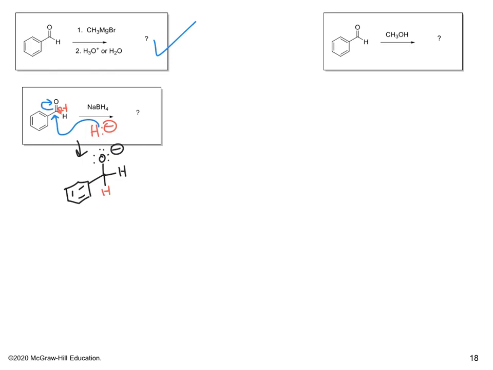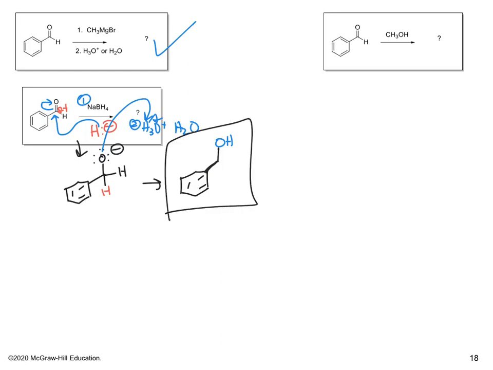And then you would quench this with, you put a number 2. You're going to need a little acid water, just a little bit, so it'll protonate. You can just assume that. You never want to leave the charged intermediate. So this is that reaction there. So it is a primary benzylic alcohol.